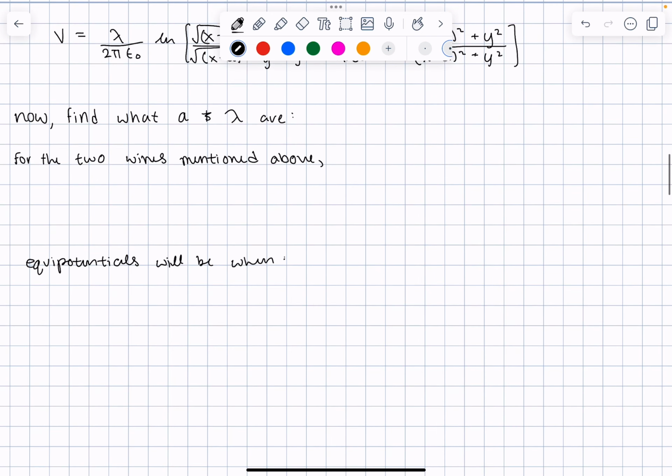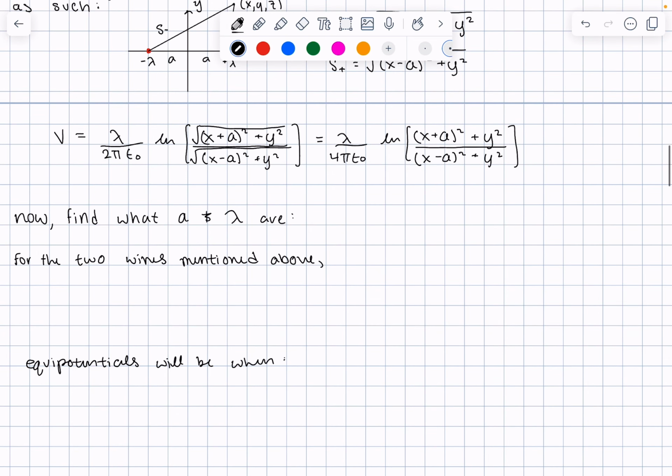All right, but then from here we do have to figure out what a and lambda are, and actually I am going to highlight this so that we can easily come back to it later because it's a big part of our final answer.